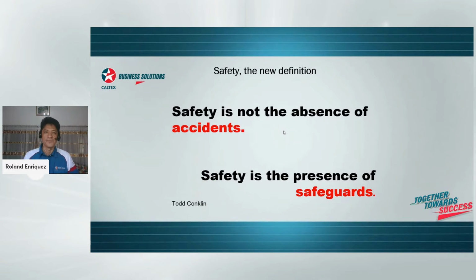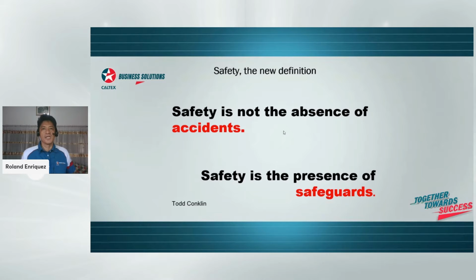All right. To begin with, maybe my question now is, how do you define safety? Because in Chevron, we have a new definition of safety. Safety is not the absence of incidents, but more the presence of safeguards. Maybe you're asking, why the change, right? Well, basically, speaking from the perspective of Chevron, we found out that we are better at managing the safeguards to prevent an incident than managing the incident itself. So that's why this is now our new definition of safety.